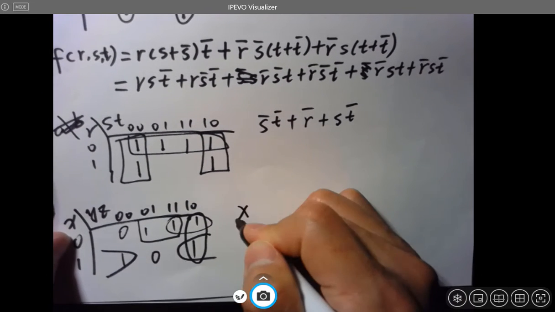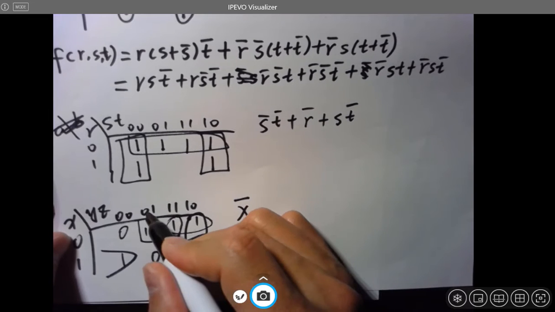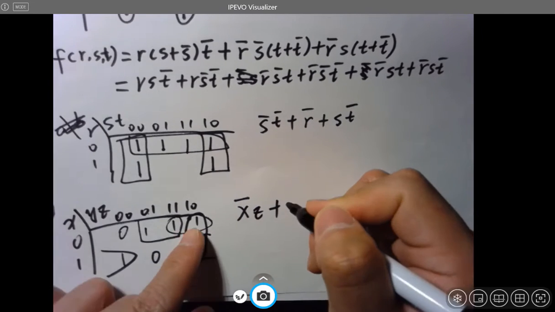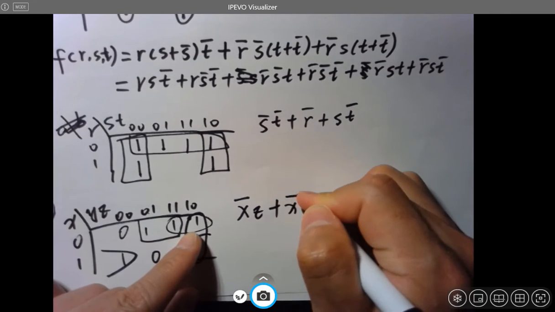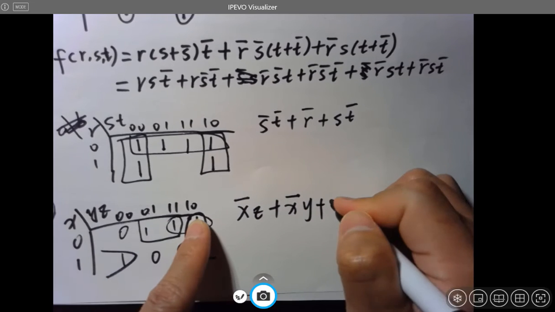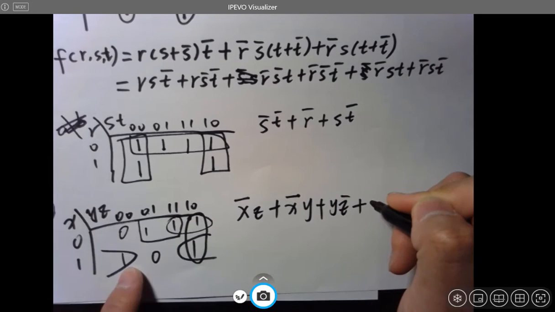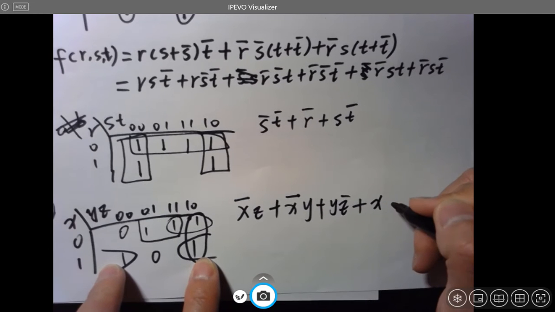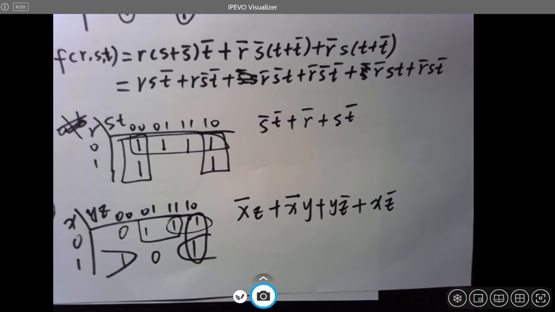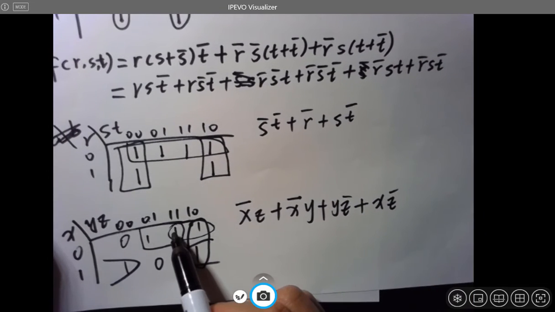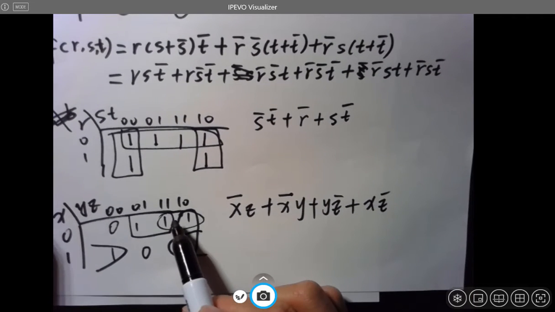And you get X naught. Y is being toggled, so only Z is left. And these two, which is X naught, Y. And these two, which is Y, Z naught. And these two, which is X, Z naught. Okay, so that's the final result without any glitches in there.